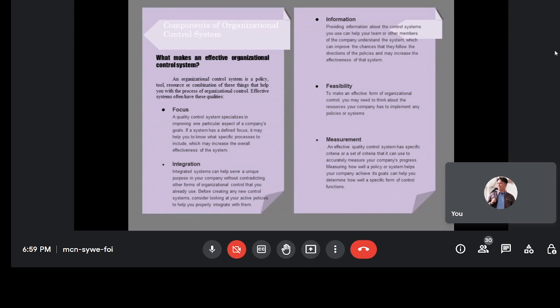An effective quality control system has a specific criterion or a set of criteria that it can use to accurately measure your company's progress. Measuring how well a policy or system helps your company achieve its goals can help you determine how well a specific form of control functions. And it may also give you more data that you can use to create a new system.